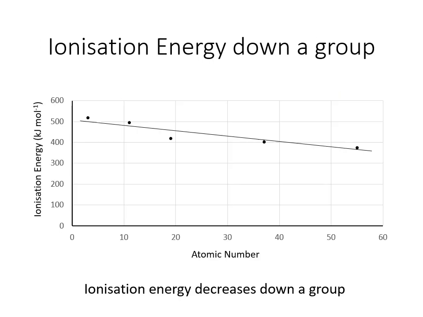But what about going down a group? Well, this now is looking at the alkali metals. So we've got lithium, then sodium, then potassium, rubidium, and cesium. And as you go down the group, we can see here that the trend is that the ionization energy decreases. So in other words, it is easier to remove an outer electron from cesium than it is to remove an outer electron from lithium. But why is that? Why is it easier to remove that outer electron from cesium than it is to remove it from lithium?